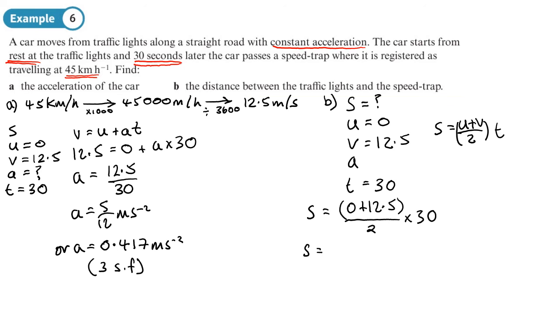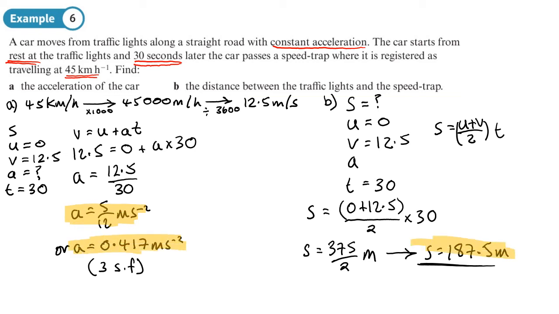and we get 375 over 2. That's S, it's meters, and we'll probably want to write it as a decimal, so that's 187.5 meters. Let's just note those answers. Okay, you should now be able to do exercise 9C on page 140.